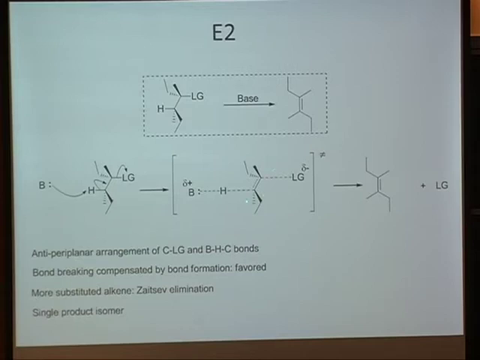No. Okay. Something else we'll see is Zaitsev elimination. What does that mean? We'll see. Which basically means you would form the more substituted alkene. For example, this is the leaving group, right? And you're picking up a proton from the next carbon. Now the leaving group's next carbon is also that. The leaving group's next carbon is also that. Do these carbons have hydrogens? This one does. This one does? Yes. This one also does, right?